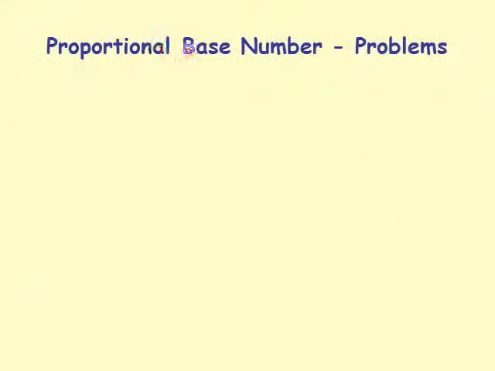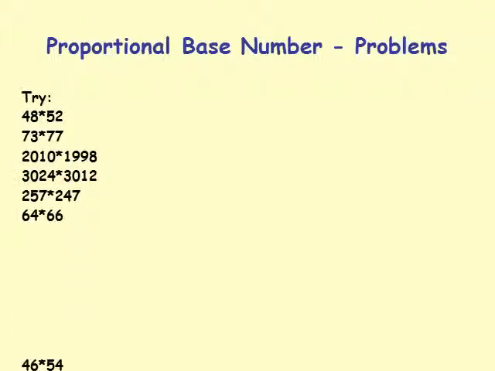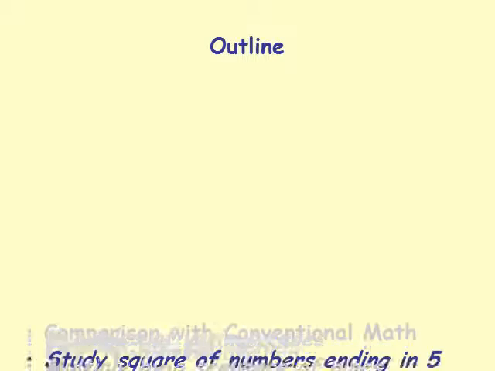All right, let's do some exercises now. You can do 48 times 52, 73 times 77, 2010 times 1998, 3024 times 3012, and some more. Okay, let's go on to the next section now.